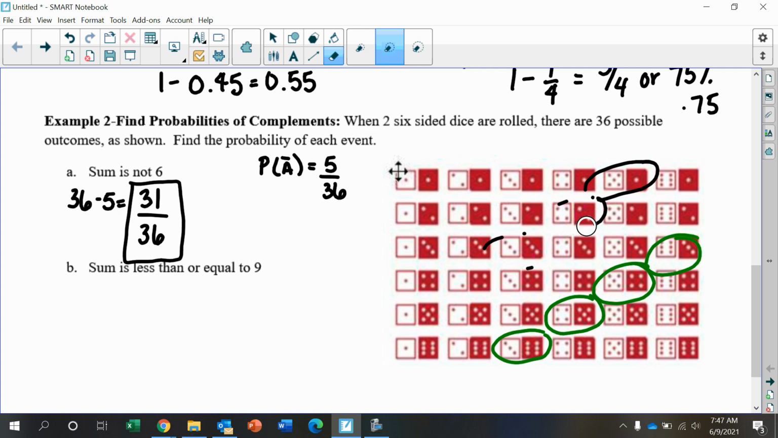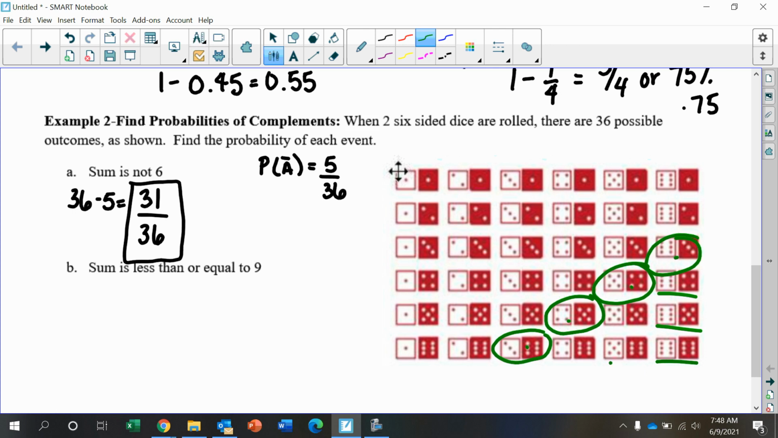But to make your life a little bit easier and to count less, it's asking for less than or equal to 9. I found the 9's and we can count the greater thans. Okay, so anything greater than 9 is going to be underneath it. So I have 1, 2, 3, 4, 5, 6, 7, 8, 9, 10.